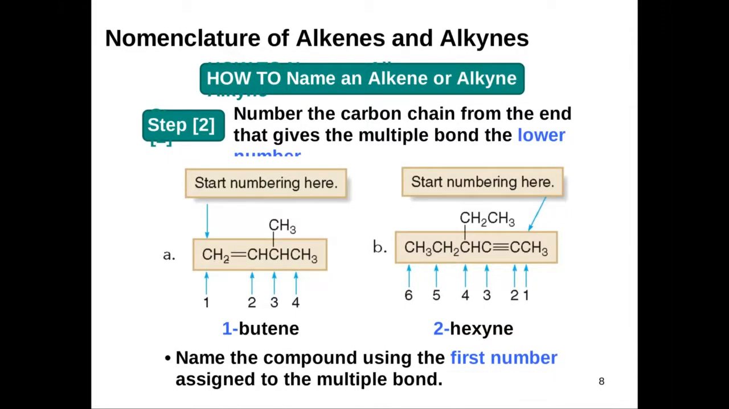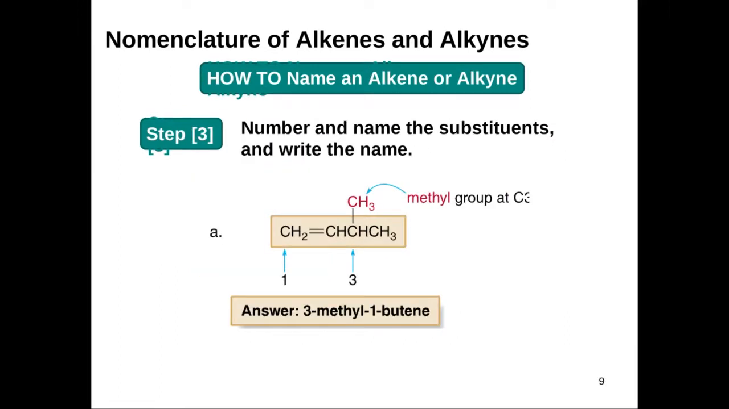We have butene, and the double bond is between the 1 and the 2 carbons. So it gives butene its lowest number, which is 1. So it's 1-butene, telling us that we have butane, but the double bond is between the 1 and the 2 carbon. Same thing with hexyne here. We know the triple bond is at the 2 carbon, so it's 2-hexyne. So again, slightly different from alkanes, because we have to denote first where that double or triple bond is.